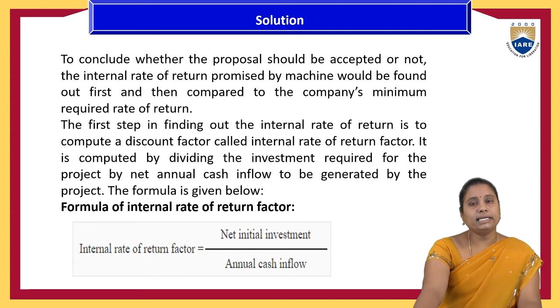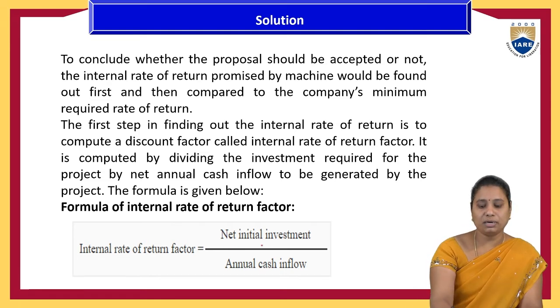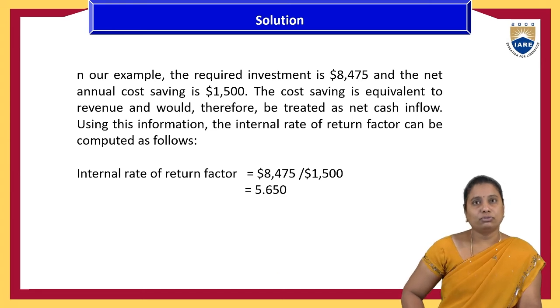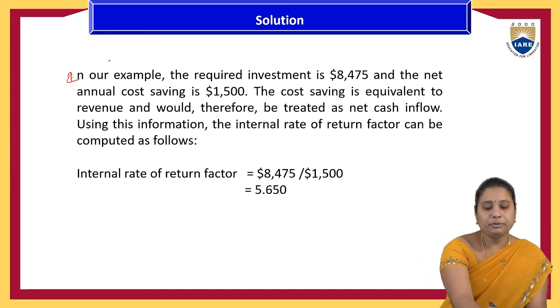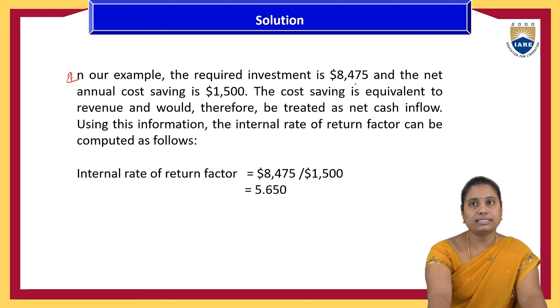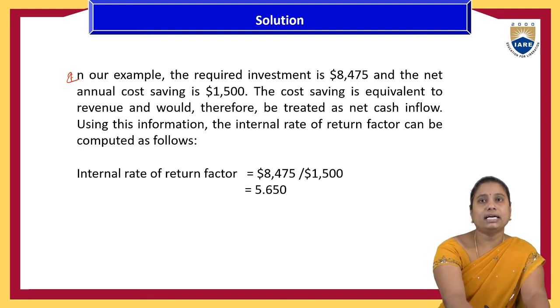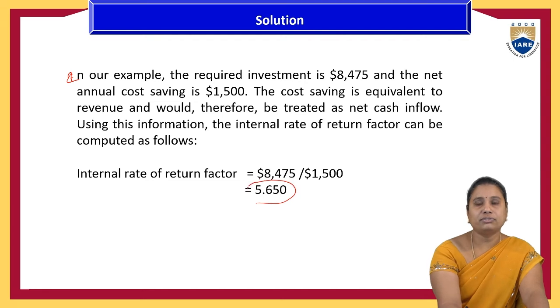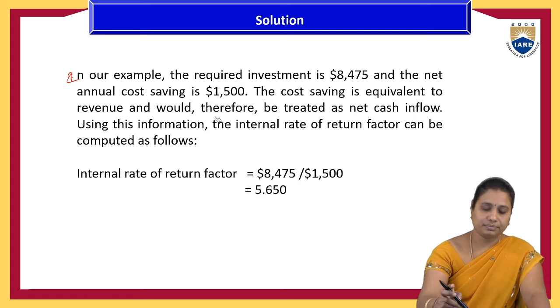So it will be calculated with the internal rate of return factor value formula: net initial investment divided by annual cash inflows. So in our example, the required investment is 8,475, whereas the net cost savings, meaning the annual return only, is 1,500, so that is 5.650. This is the IRR factor value, not the IRR rate, it is a factor value.